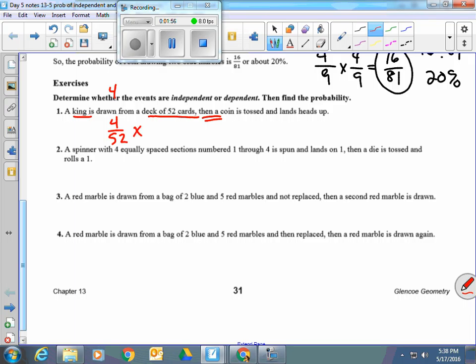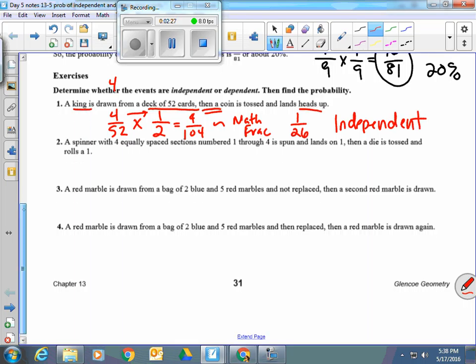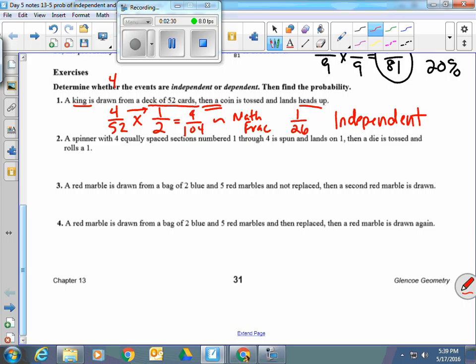A coin is tossed and lands heads up. Well, what are the possibilities of flipping a coin? What are your options? Heads or tails? There are 2 things, and I want it to be heads. That's one of the 2 things. So right here, I'm going to multiply straight across. That would give me 4 out of 104. And then if I reduce this, so I can hit math frac on my calculator, it will bring it down to 1 in 26. This is an independent event.